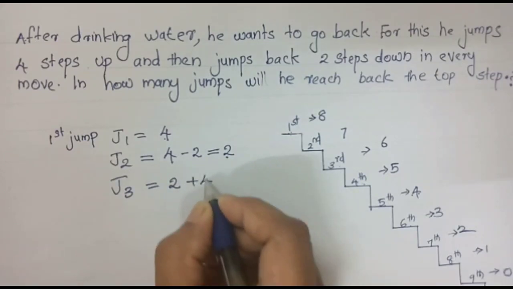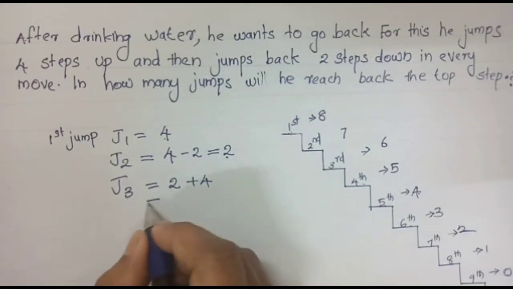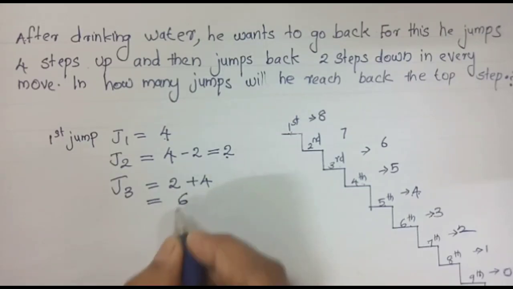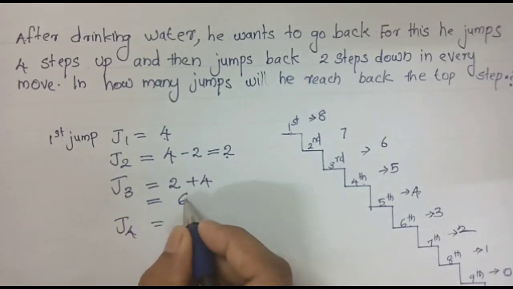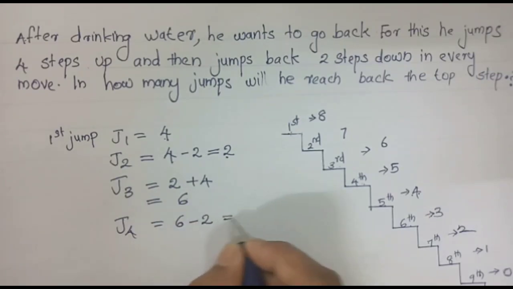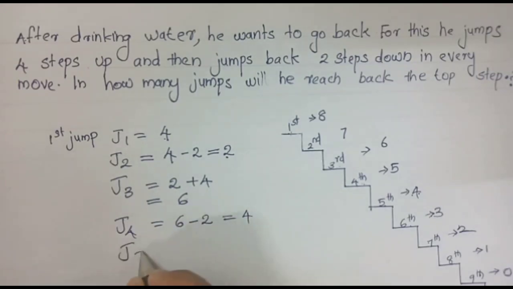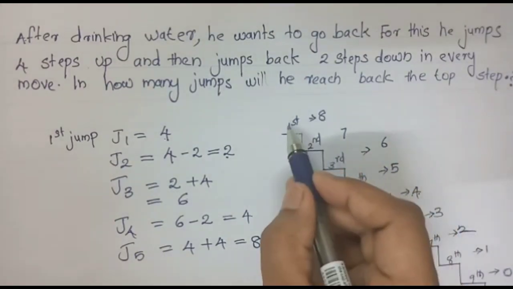And J3 equal to 2 plus again plus 4. Then we will do minus 2, then plus 4, minus 2, like that. 2 plus 4 equal to 6. J4 equal to, he is at 6 now, 6 minus 2 equal to 4. J5 equal to 4 plus 4 equal to 8. 8 represents the first step.